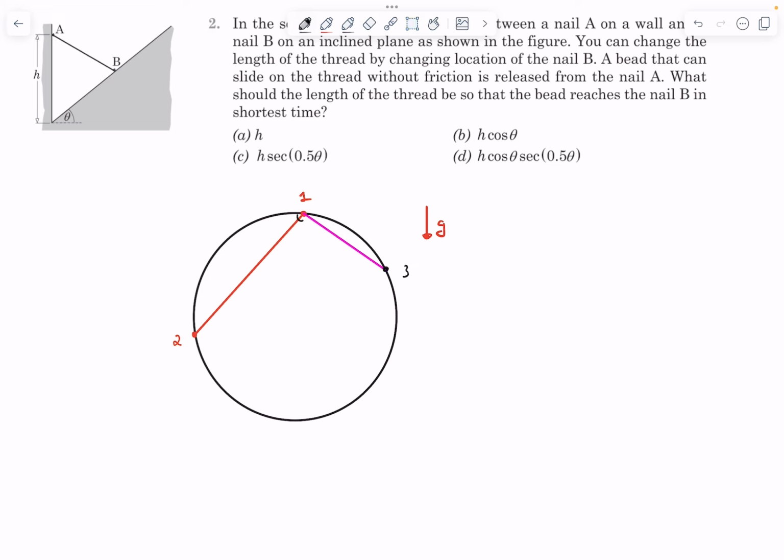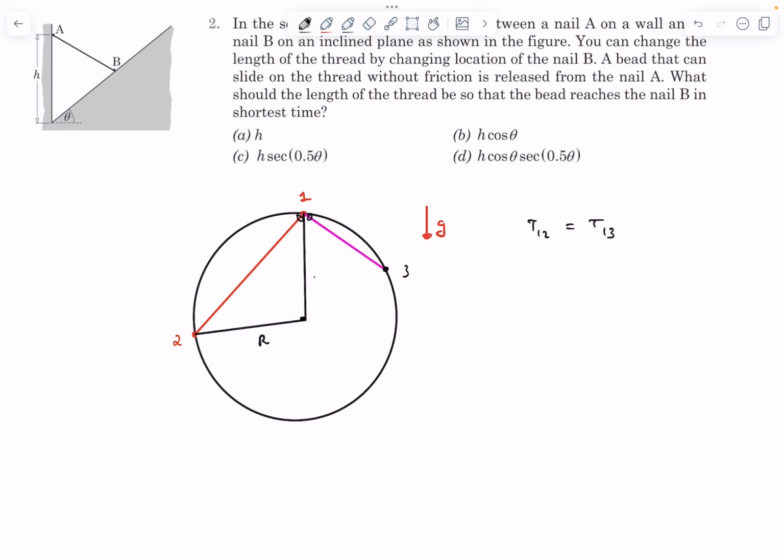Now let's say I release a bead from this point 1 and let it slide along the string. I'll do exactly the same with the bead and make it slide along the path 1, 3 as well. So the claim is that T12, which is the time to go from 1 to 2, is the same as the time to go from 1 to 3. And in fact, this is going to be the same for any particular chord that you draw on the circle, okay? The proof of this is quite simple. Let's locate the center of the circle. Let's say it's somewhere over here. Connect it to point 1 and 2.